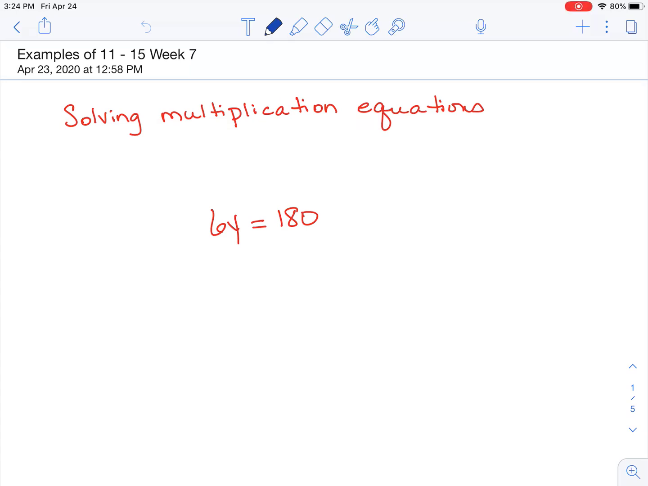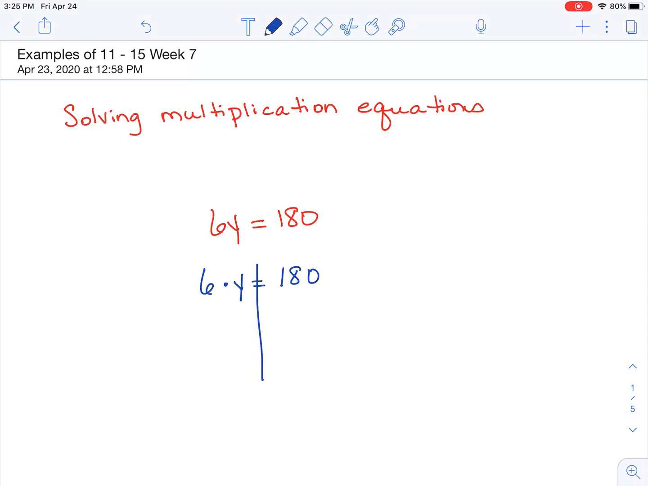Okay, guys, this is examples of questions 11 through 15, and they deal mainly with sort of algebraic type of problems. This first example here is an equation, and you are to solve for y. Now, remember, when we have something written like this, 6y side by side, that means to multiply. We could rewrite it 6 times y equals 180. Same thing.